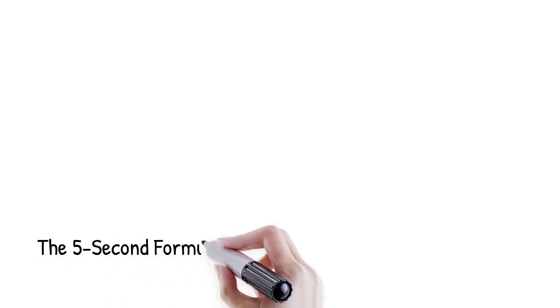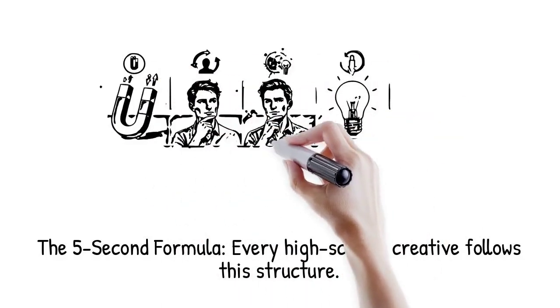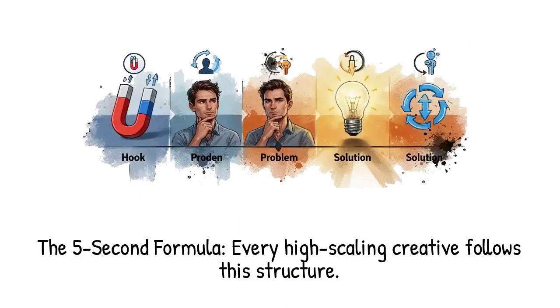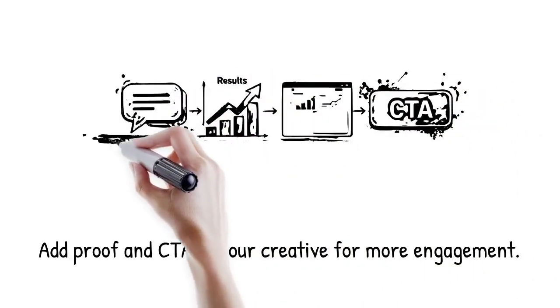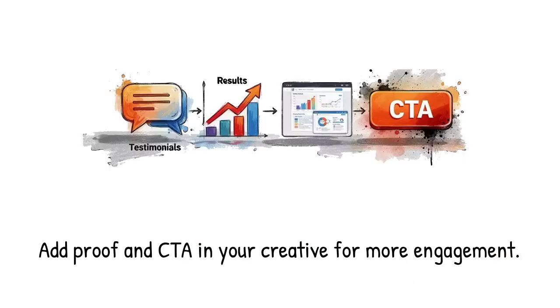The creative structure, the 5-second formula. Every high-scaling creative follows this structure. 1. Hook, 0 to 2 seconds. Stop the scroll. 2. Problem, 2 to 4 seconds. Make them feel understood. 3. Solution, 4 to 7 seconds. Show the transformation. 4. Proof, 7 to 10 seconds. Testimonials, results, screenshots. 5. CTA, 10 to 15 seconds. Tell them exactly what to do. This formula works across all platforms: Meta, TikTok, YouTube, LinkedIn.